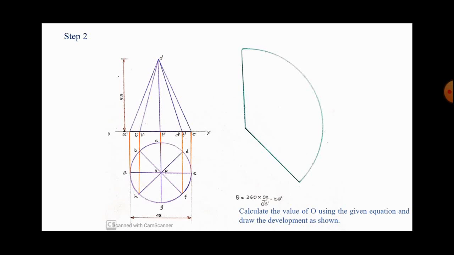It is 137. Once you get the angle theta, using the slant edges, you can see two lines. One line is of length O dash E dash, and you measure an angle of 137, and you draw the other line, and you complete the arc as shown in the figure. You are already familiar with the development of cone, so using the same procedure you develop it.